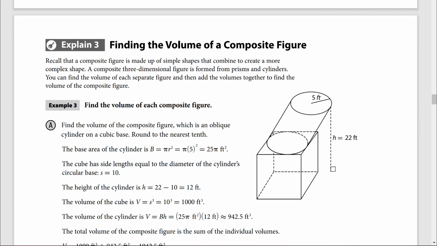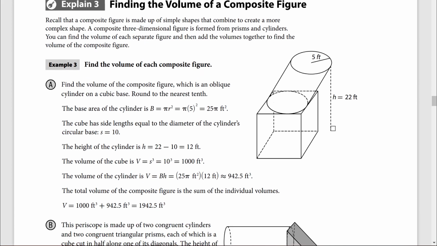Example 3 is a composite figure. So we're looking at this figure here. It looks like we've got a prism with a cylinder sitting on top. So we need to find the volume, just like we found area of composite figures. If you remember those houses where we found the area of the square and the area of the triangle and added them together, we're going to do the same thing for volume.